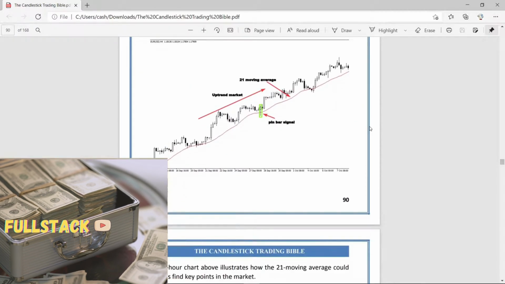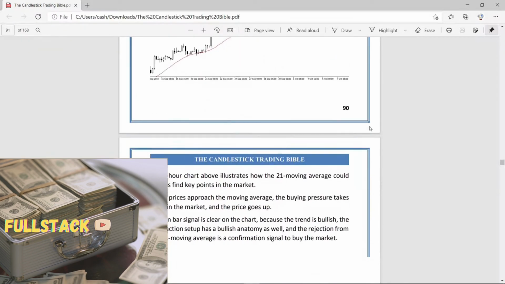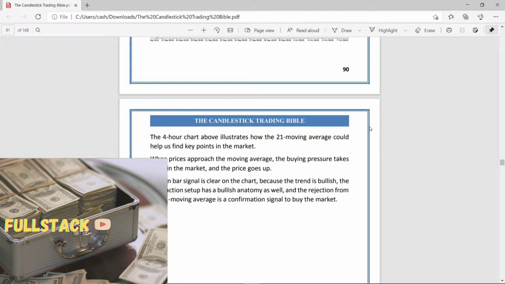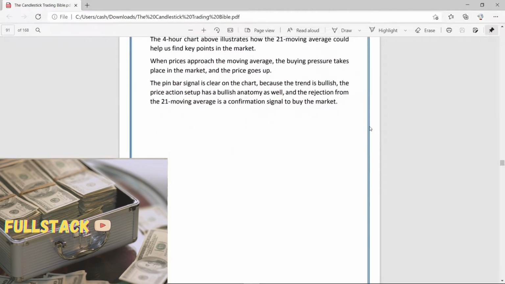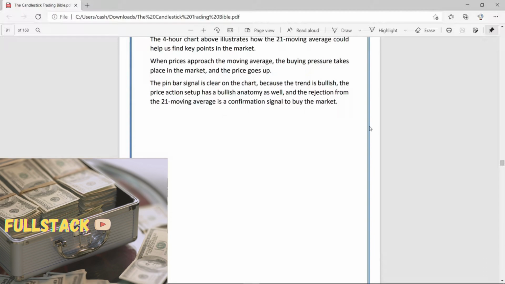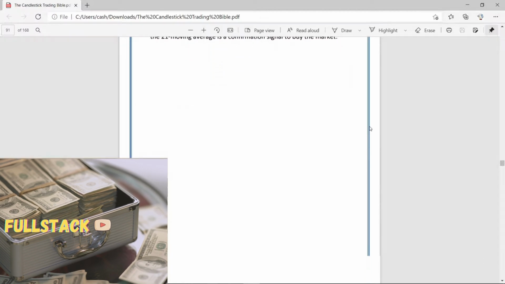So here we have another example, and it's going to show us the opposite, in an uptrend, where the moving average is acting as a dynamic support. The 4-hour chart above illustrates how the 20-hour moving average could help us find key points in the market. When prices approach the moving average, buying pressure takes place and the price goes up. The pin bar signal is clear on the chart because the trend is bullish. The price action is set up as a bullish anatomy as well, and the rejection from the 21 moving average is a confirmation signal to buy the market.